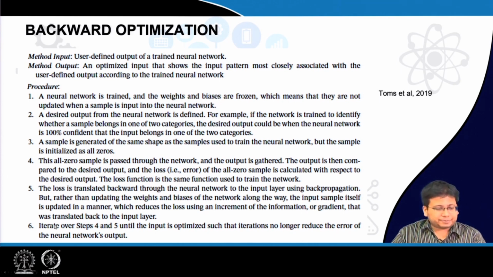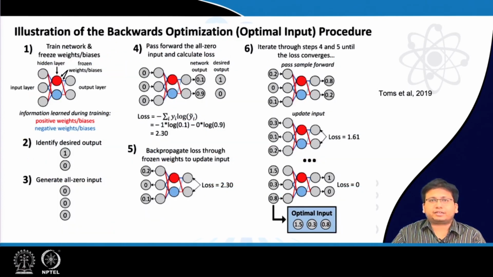So these steps, steps 4 and 5, are iterated until the input is optimized such that the iterations no longer reduce the error, that is, basically it converges. Just like in normal back propagation, we say it has converged when the w values no longer change. In this case we will say convergence has happened if x no longer changes.